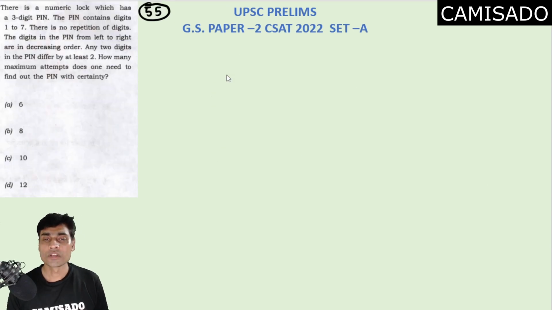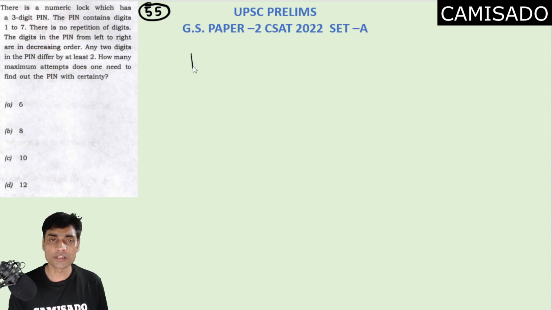Now next, there is a numeric lock which has a 3-digit pin. The pin contains digits 1 to 7. There is no repetition of digit. The digits in the pin from left to right are in decreasing order. Any 2 digits in the pin differ by at least 2. How many maximum attempts does one need to find out the pin with certainty?